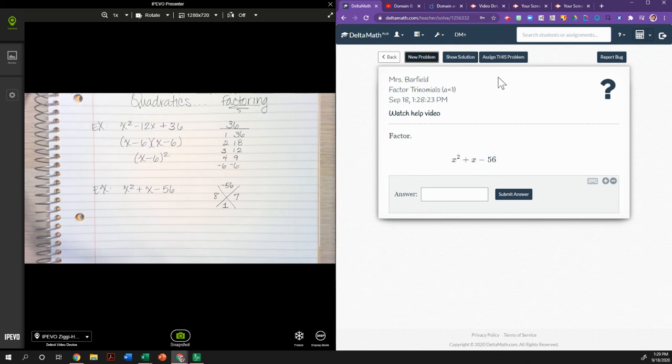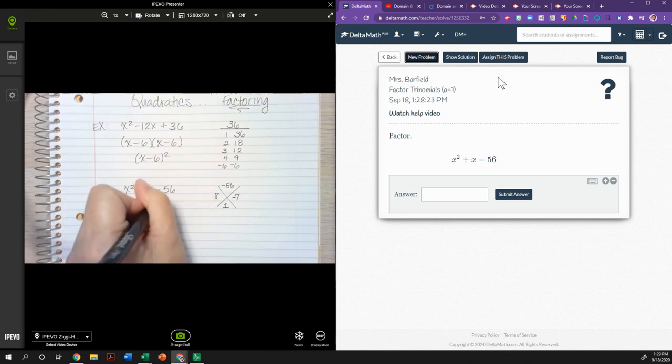8 and 7 are going to give me 1, and I'll get 1 if negative 7 is the problem. Because 8 times negative 7 equals negative 56, and 8 minus 7, or 8 plus negative 7, will give me positive 1. So x plus 8, I use 8 here, and x minus 7, I use the minus 7 from here. Okay, and there's my answer.